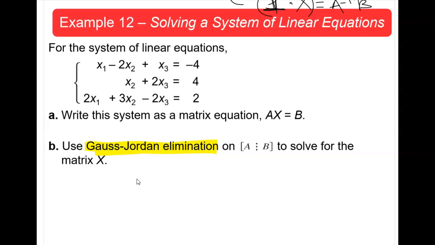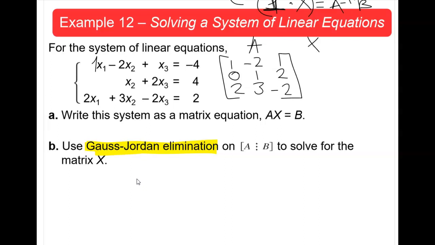So we could say that matrix A will equal the coefficients of the x sub 1, x sub 2, x sub 3. So we have 1, negative 2, 1. Then we have 0, 1, 2. And we have 2, 3, negative 2. Then matrix X is the one that contains the unknown variables. So that will be x sub 1, x sub 2, and x sub 3. And here we have the constants, which are negative 4, 4, and 2.